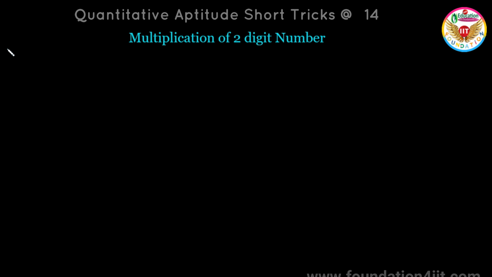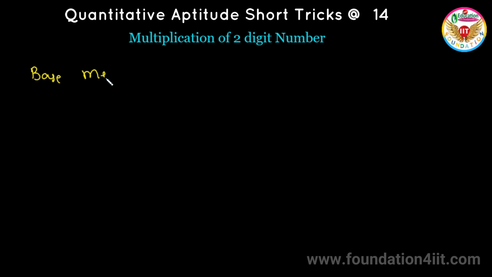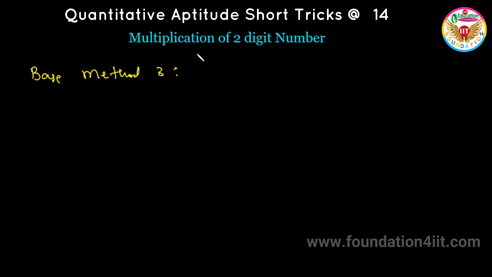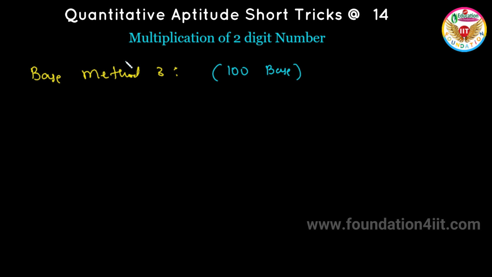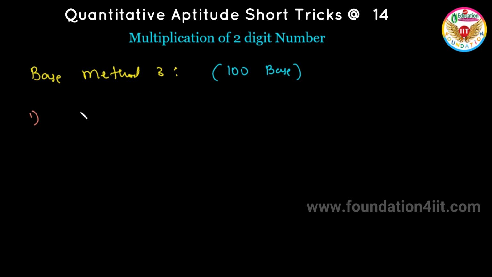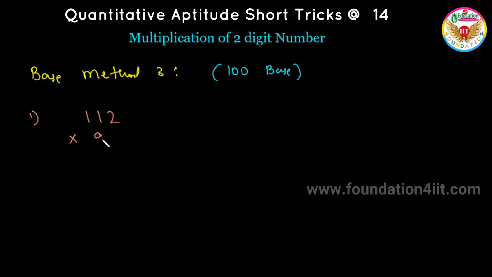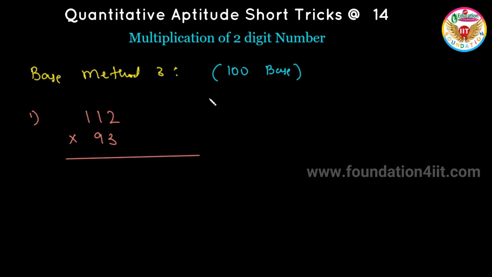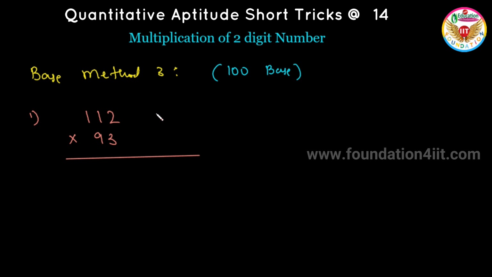Multiplication of two-digit numbers. Let us see base method 3 in this concept. To multiply any two-digit numbers when the number is very close to 100, this base concept will apply. For example, one number is more than 100 and one is less than 100. So 112, if you want to multiply with 93. In this concept, the numbers are close to 100, but one is less than 100 and one is more than 100. How to multiply in a simple way?